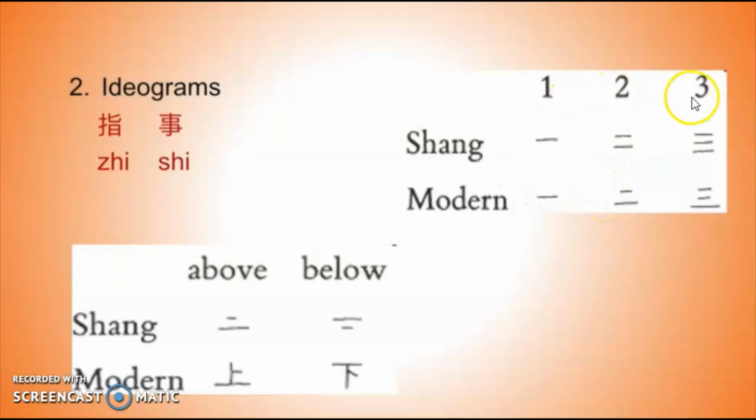Yi, Er, San. Also, in above and below, as you could see, there is a small stroke above and a small stroke below. Same with the traditional character in above and below. There is a long and small stroke above and a long and short stroke below. So that's ideogram, the use of abstraction.